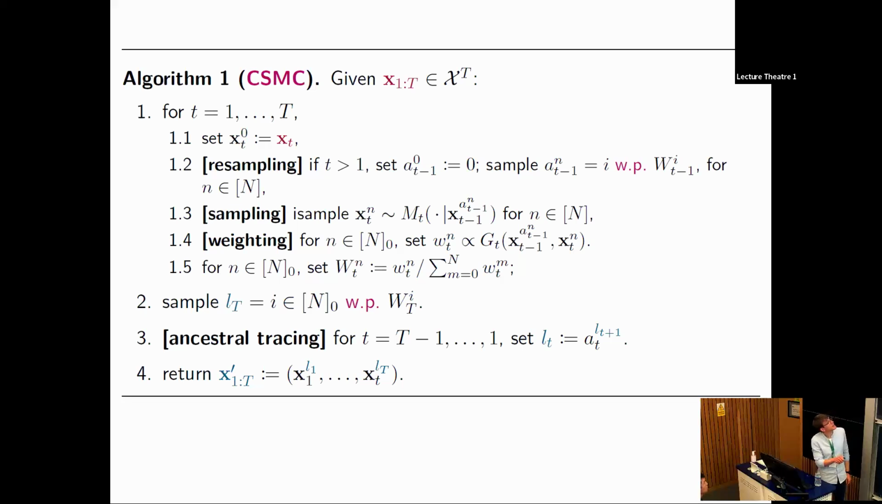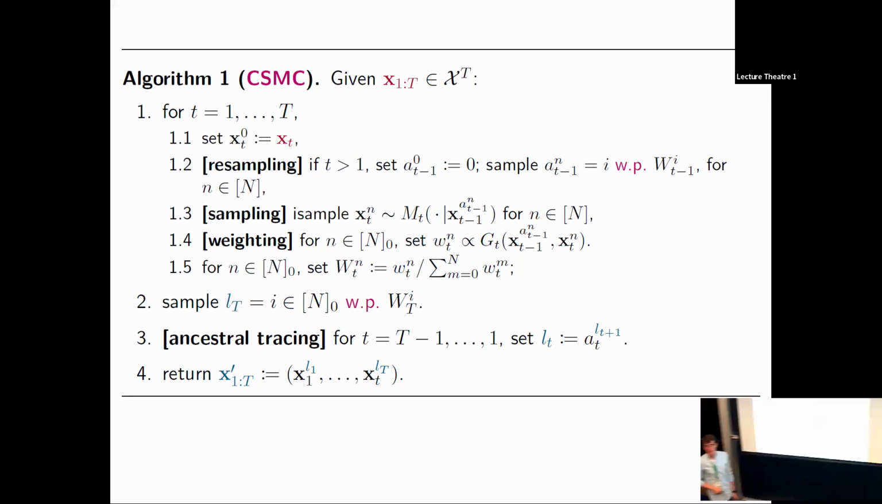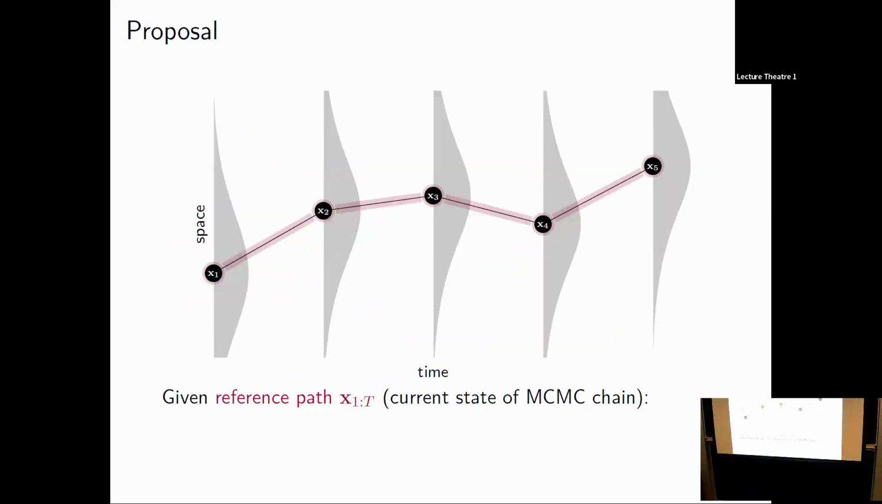The main bit here is we are given some existing state x in red. We generate lots of particles. The particle with index 0 is set to the current state. That's called the reference path. And then we do some magic, and then we get a new state out at the end in blue. And what this magic is, I'll try to show you in pictures rather than mathematically.